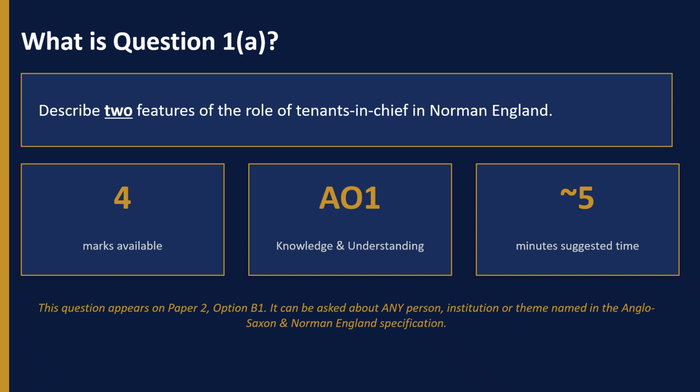One crucial thing to remember is this. This question can be asked about anything on the specification, not just tenants-in-chief. It could be the earls, the witan, the sheriffs, or even the role of the church. But the technique, the way you answer, stays precisely the same. That's what makes this question such an easy win when you know what you're doing.